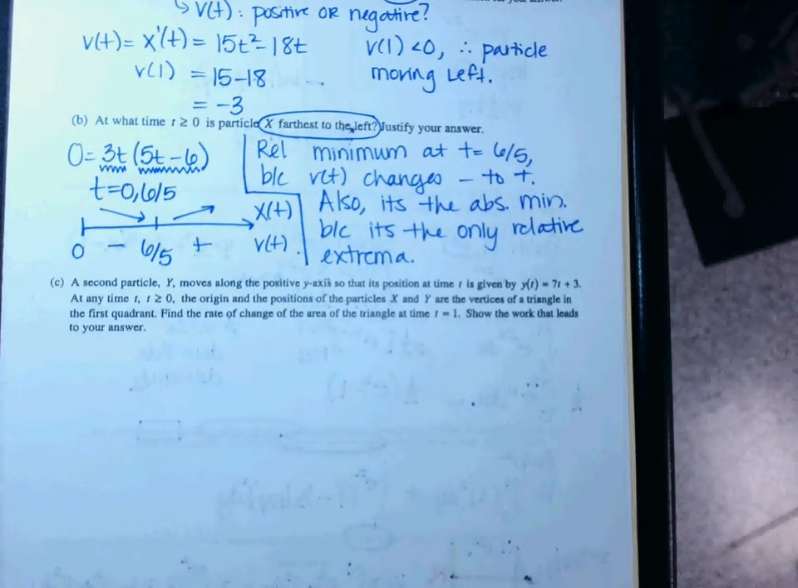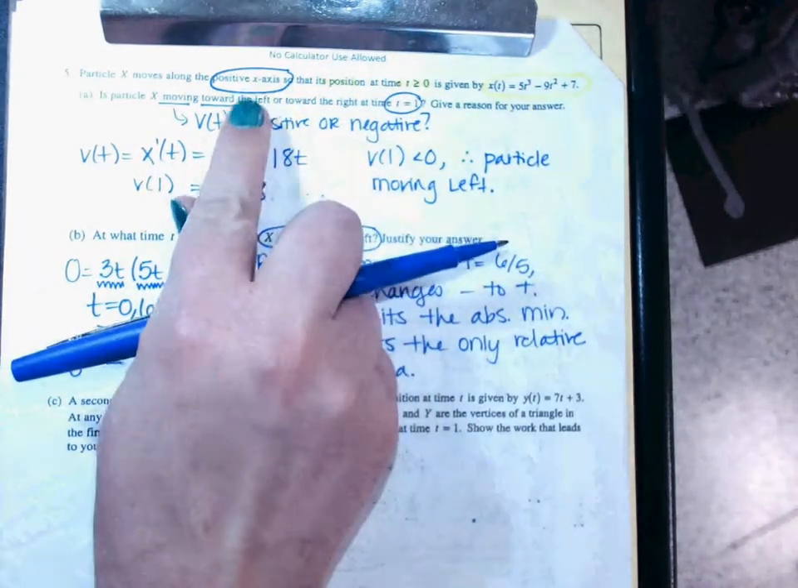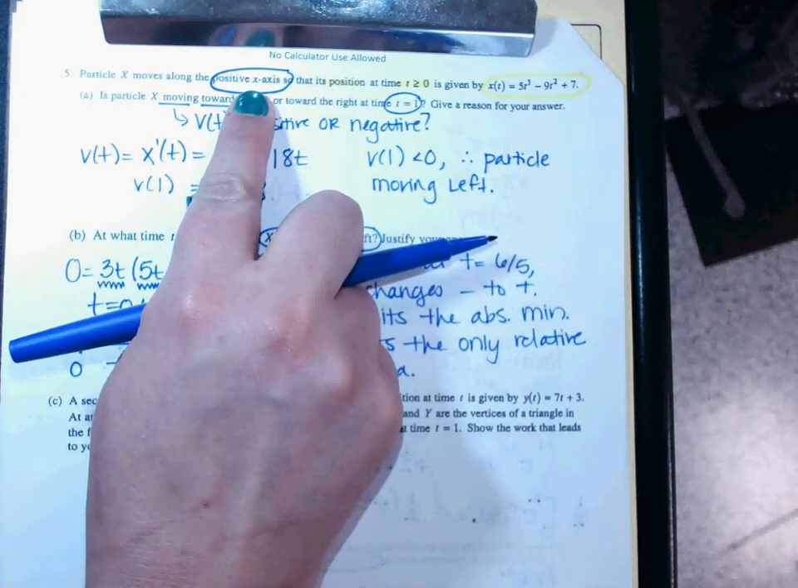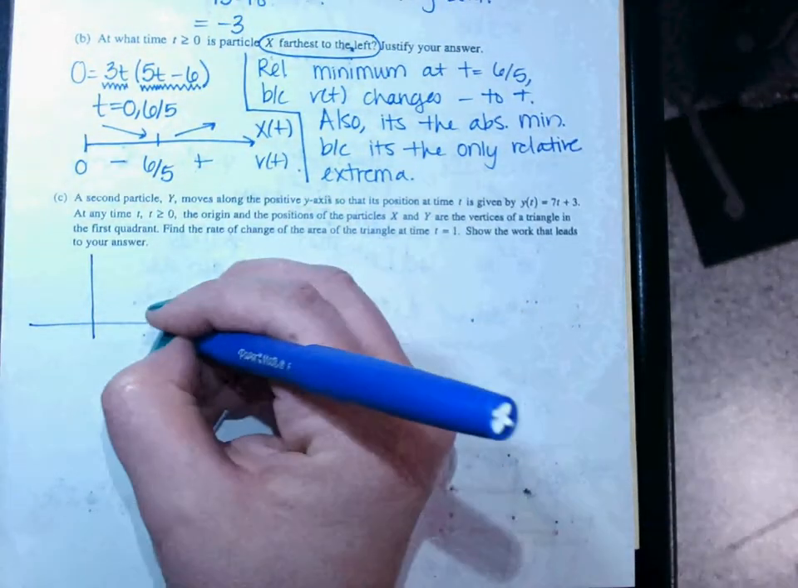Okay, next one. A second particle y moves along the positive y-axis so that its position at any time is given by that. At any time, the origin and the positions of the particles x and y are the vertices of a triangle in the first quadrant. Let's stop and draw a picture of that, please. What is particle x moving on? What does it say? Positive x-axis. So x is on the x-axis and y is on the y-axis. Let's draw that first. It does say that they're both positive.